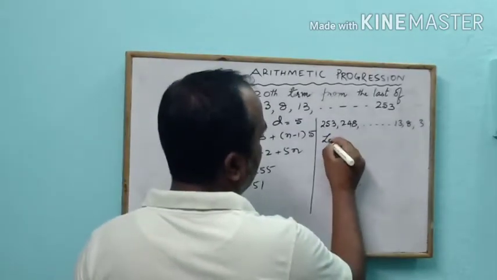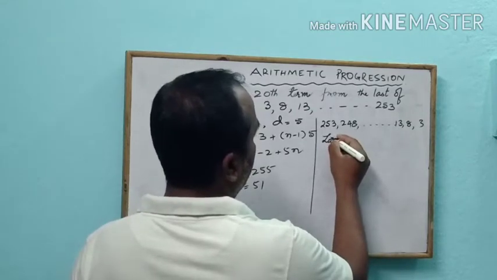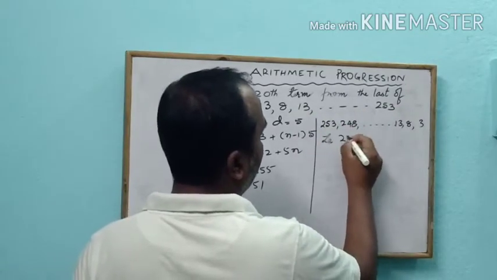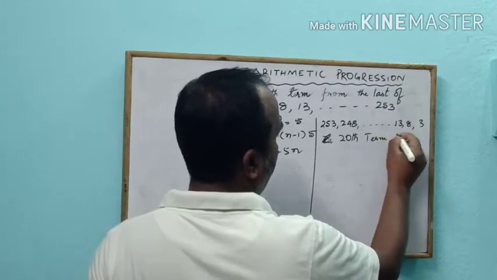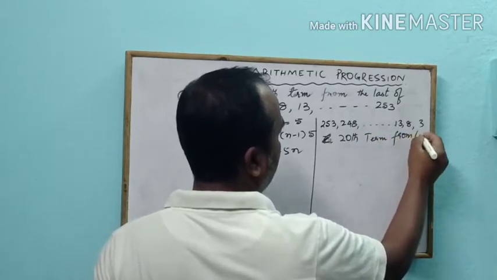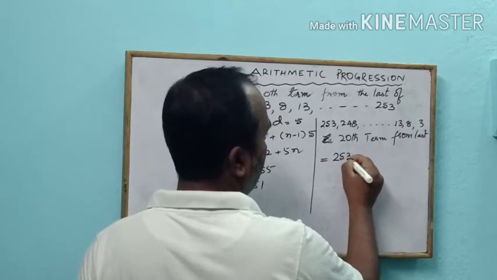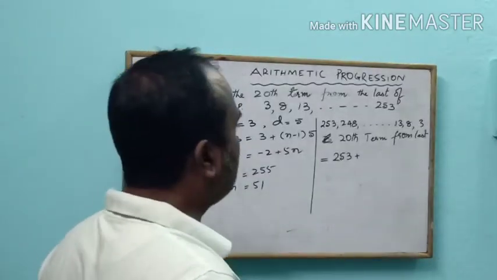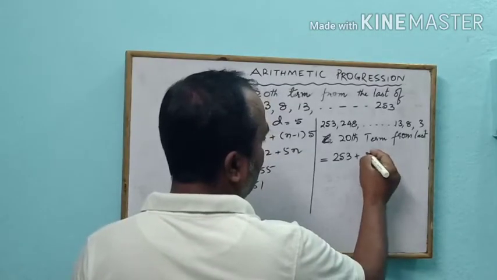So the 20th term from last will be equal to 253 plus, we want the 20th term, so that will be 20 minus 1.